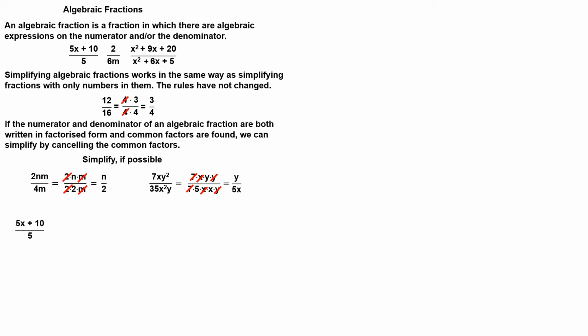We can express 10 as the product of factors 2 and 5. So we can factorize the numerator. 5 is the common factor. 5 was cancelled.